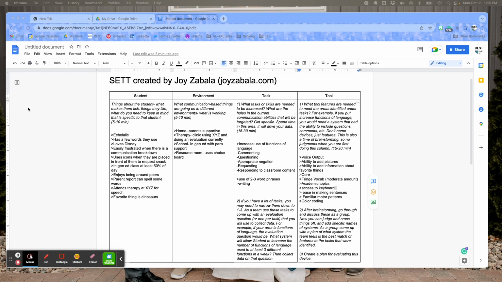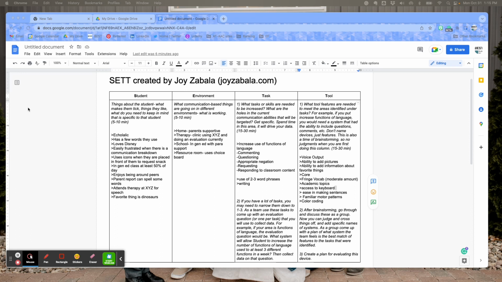It could be something about the student's sensory abilities. It could be about the student's ability to point or the student's love of Disney songs. Maybe the student is a Gestalt language processor, so they're using little snippets from Disney movies to respond to things instead of coming up with their own individual phrases. So, what are those things about a student that people need to remember and keep in mind?